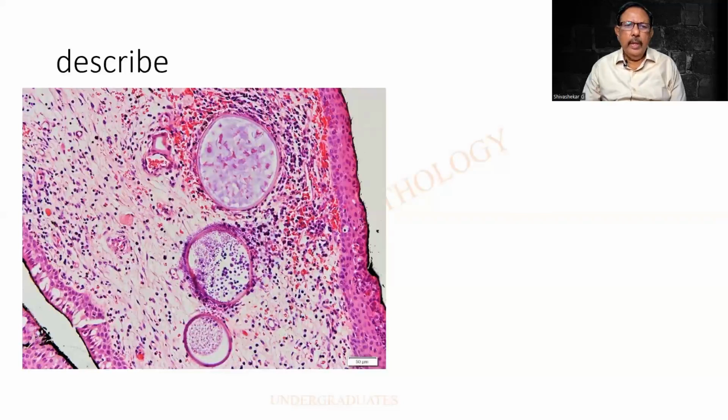Describe. Whenever you see a slide, don't panic. Always look for a lining epithelium. In this case, I am finding some columnar cells and goblet cells. Here it looks more like squamous. We used to call it transitional epithelium, but then a few people can write columnar epithelium and goblet cells, good.